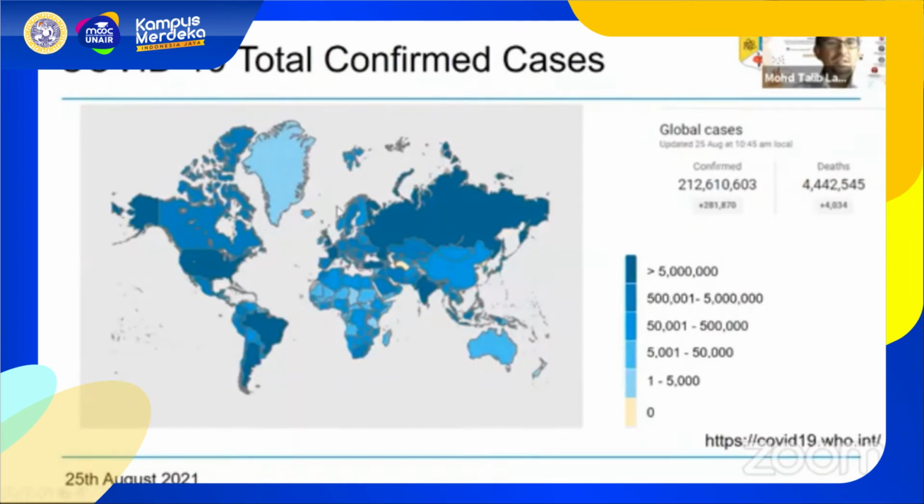This is the COVID-19 total confirmed cases all over the world. For the time being, more than 212 million confirmed cases, and the number of deaths is nearly 5 million, 4.4 million people died because of COVID-19. This is nearly the number of deaths from World War I, which is 5 million. So we seem to have another war actually.